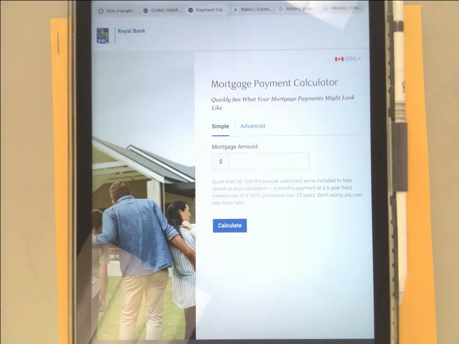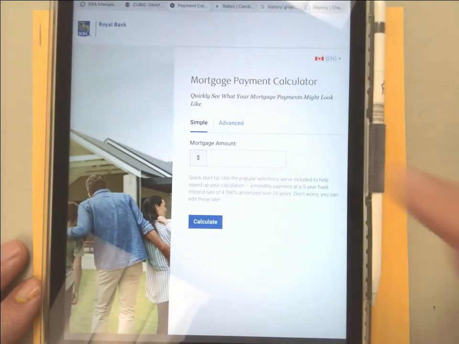You are right. The area has a huge impact. But for this exercise, let's just go with Winnipeg in general. 400,000? Okay, 400,000. So I'm going to click advanced.